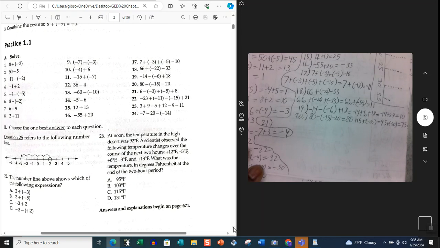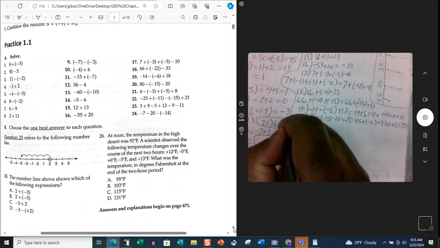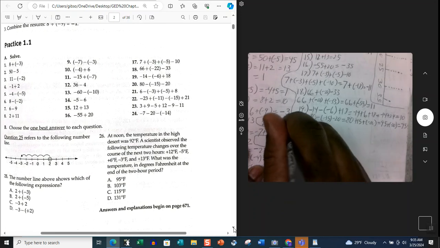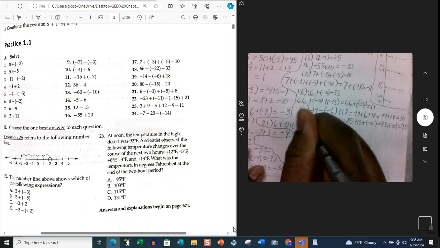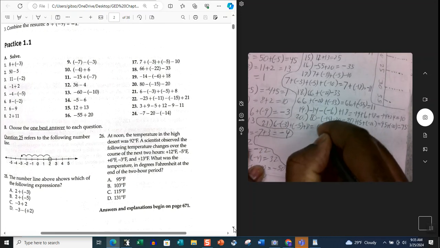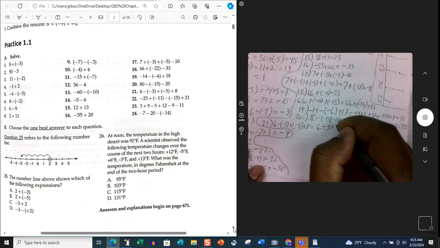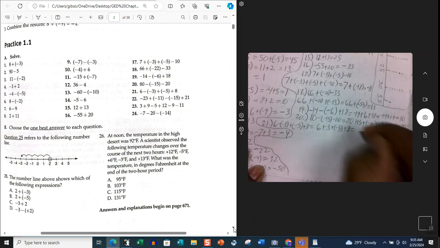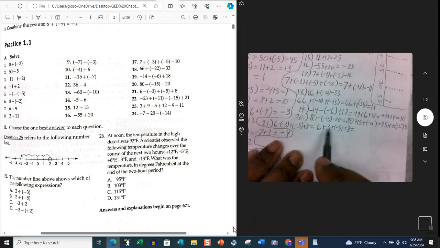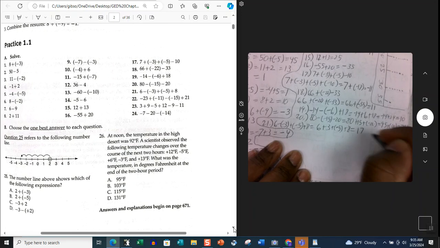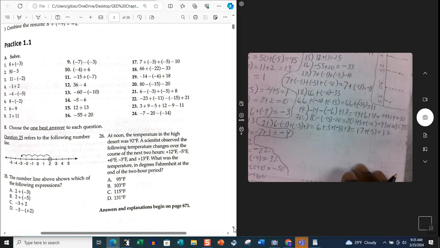Problem 21. We have 6 minus a negative 3 plus negative 5 plus 8. Now 6 minus a negative 3 becomes 6 plus 3 plus a negative 5 plus 8. Now we combine the ones with like signs, so that's 6, 3, and 8. 6 and 3 is 9, plus 8 is 17, plus a negative 5. 17 plus negative 5, 17 is larger, so we'll keep the positive sign, and 17 minus 5 is 12. So that took care of problem 21.